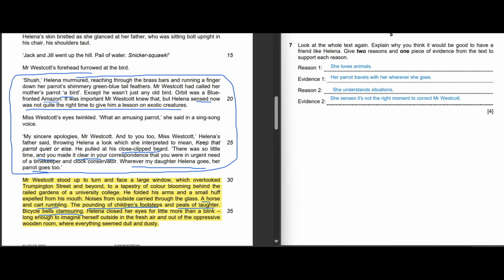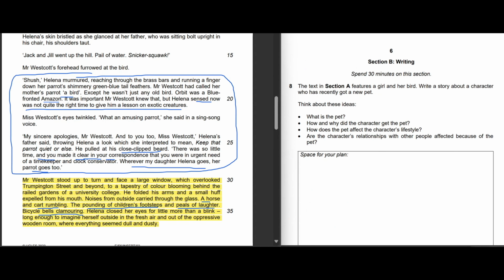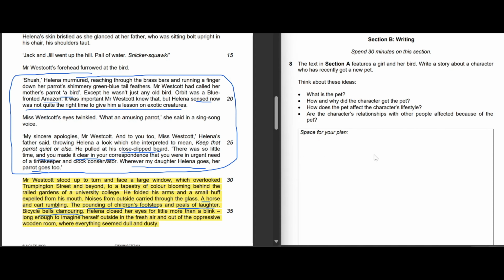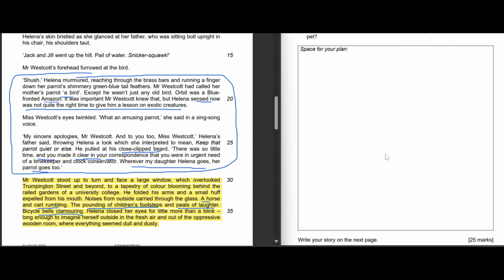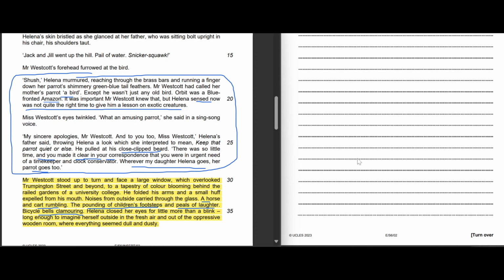And we are done with all this. We have section B. So section B is writing. We spent 3 minutes. This is the question. This is space for your plan. You can make a diagram, and then you have 2 full pages for writing your response.